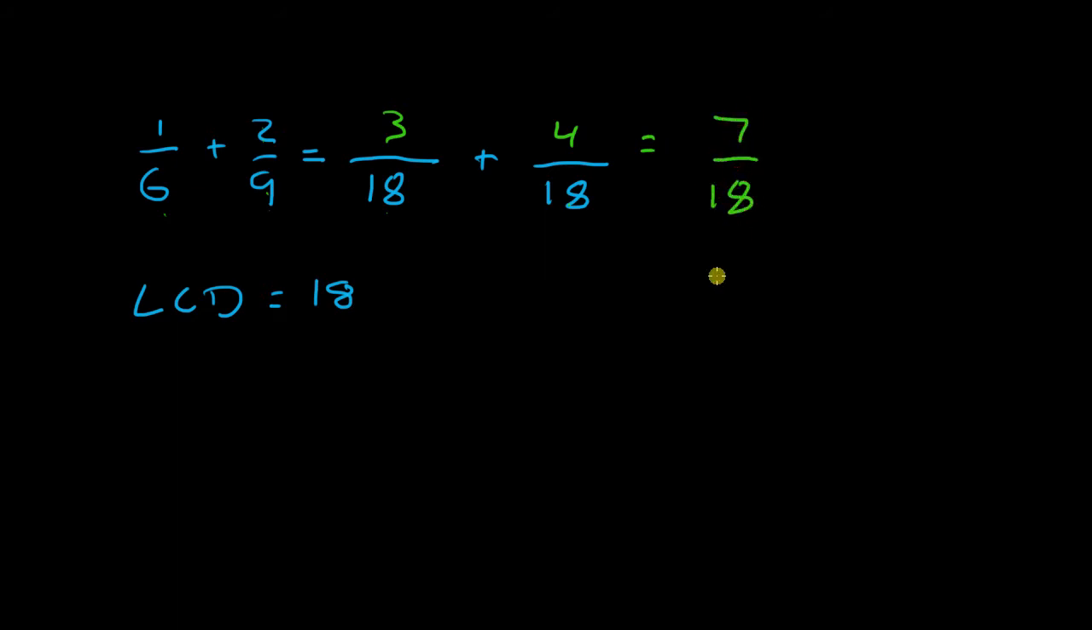We're left with 7/18. So remember, in order to add fractions, they must have common denominators. I always go for the lowest common denominator because it saves me some work, and smaller numbers are easier to work with. But if you go for a different common denominator, that's acceptable. It's just maybe a little bit of a waste of your time.